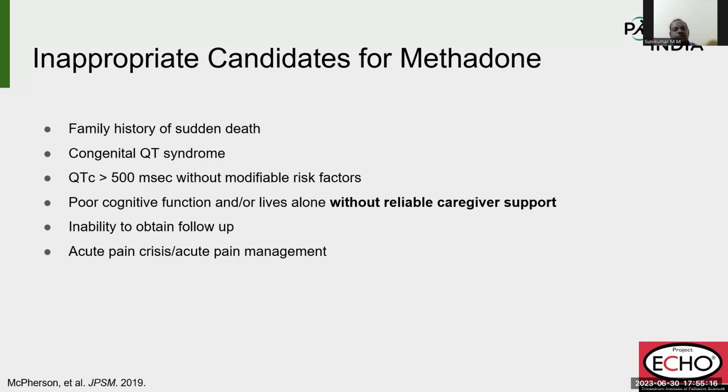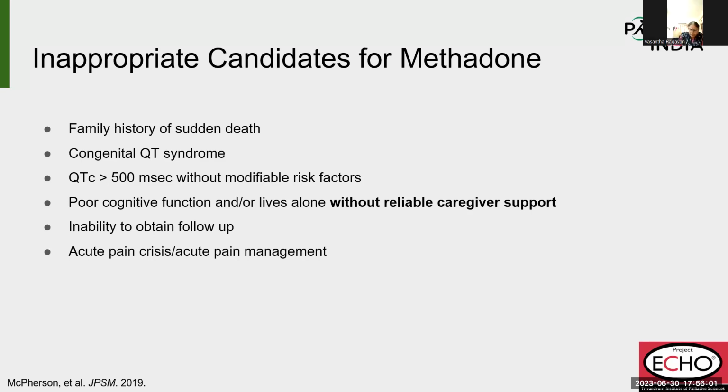If the corrected QT interval is more than 500 milliseconds... what is the normal corrected QT interval? Less than 450. Okay, yeah. In males, the corrected QT interval is up to 450 and in females up to 460 milliseconds. So if the corrected QT interval is more than 500 milliseconds, then it's a contraindication to start methadone.